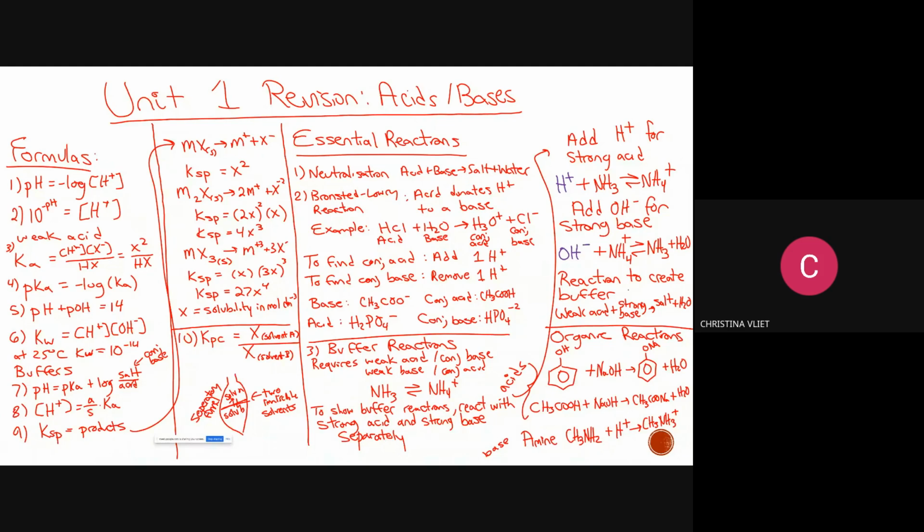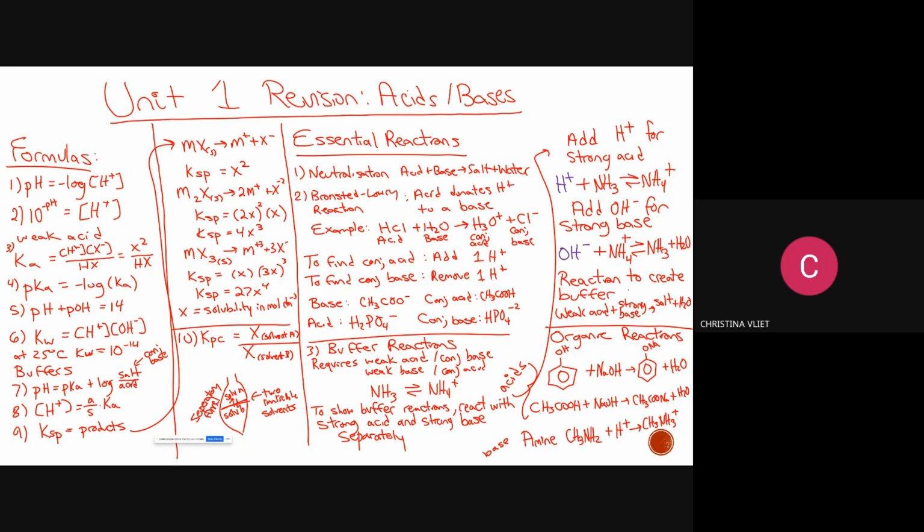And guess what? That's the first half of the page. That's this half. Now I have this half to do. So we've done the formulas and we've done essential reactions. But what are the other things you need to know for your one-pager? Definitions and explanations. So you're going to flip your paper so that you have definitions and explanations on the other side. On this front side is formulas and reactions, and then on the back is definitions and explanations.